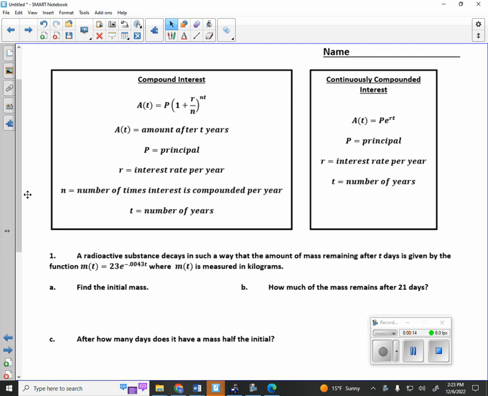Okay, logarithmic functions and exponential functions have their applications in physics and chemistry and also in finance.